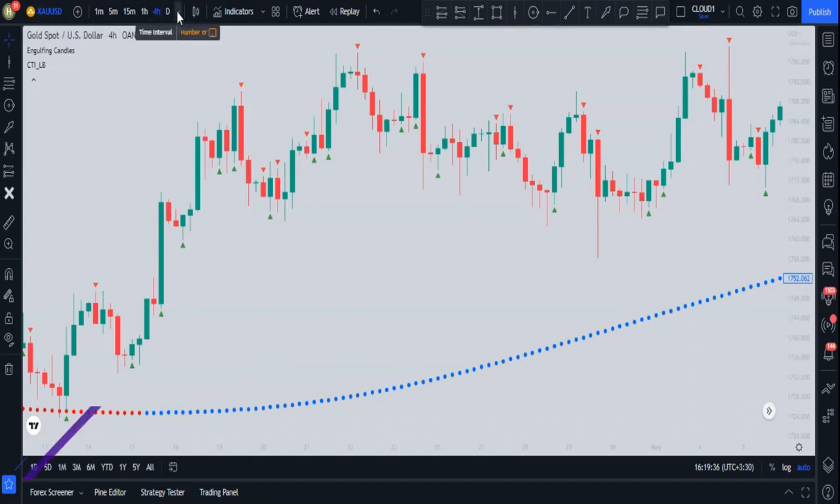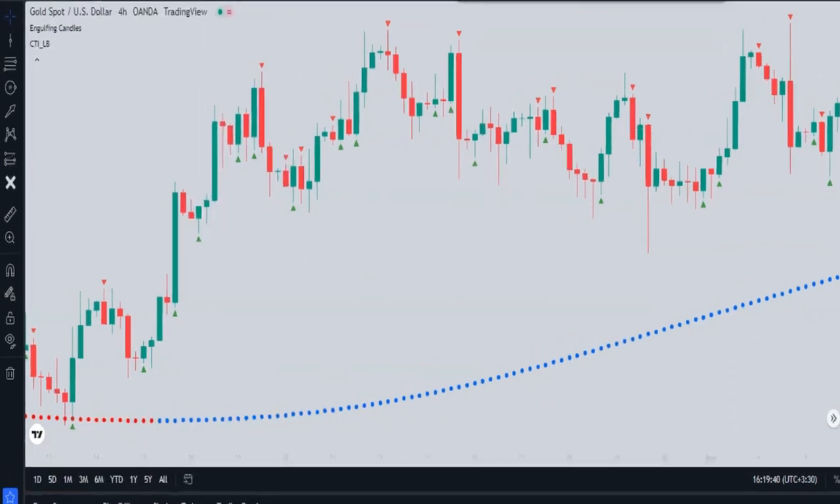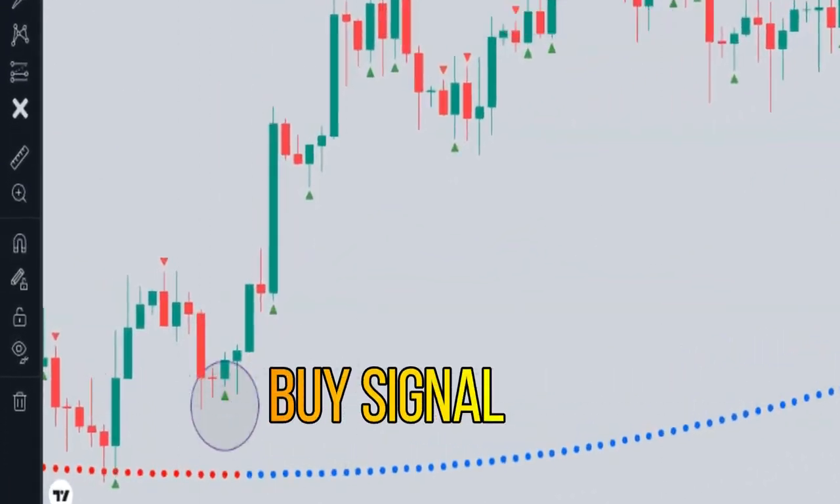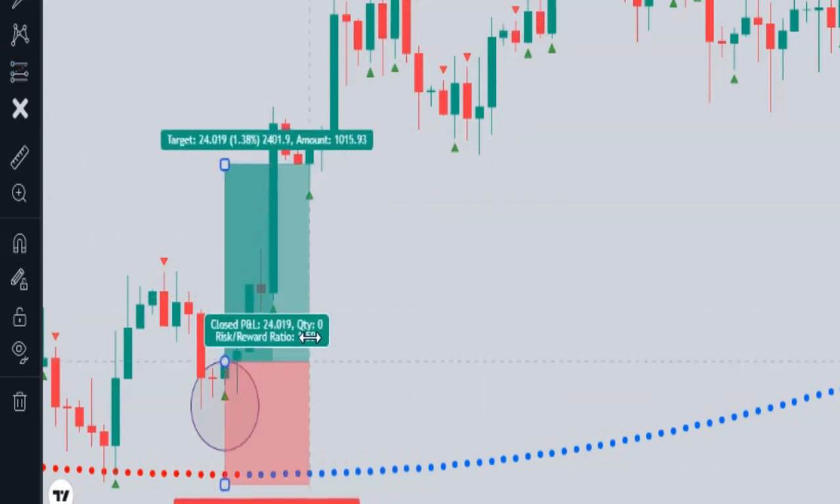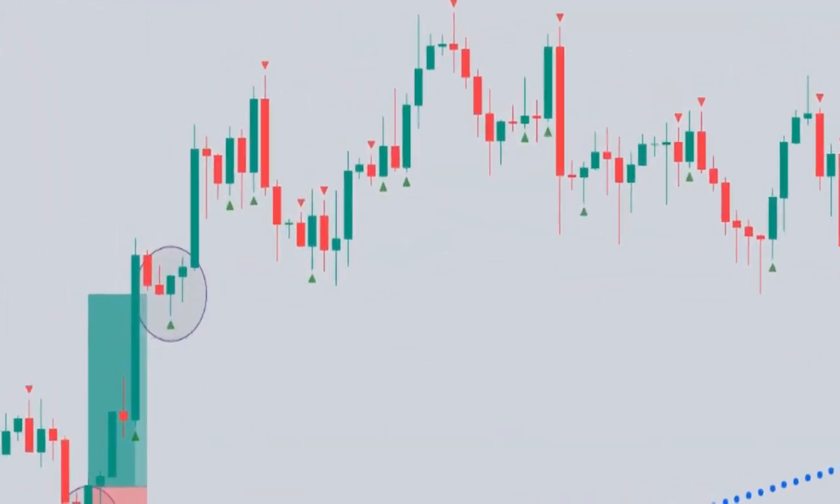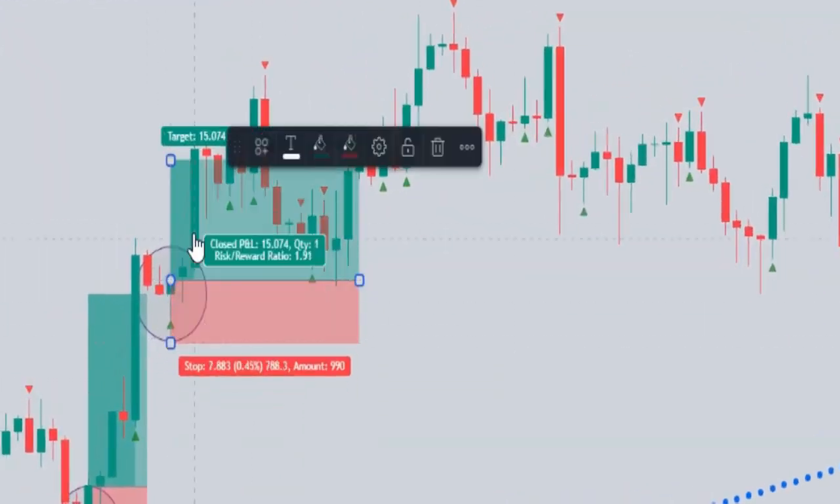Now let's check it out on gold 4 hour time frame, because there is a green triangle below the candlestick and the CTI indicator is below the candles. So this buy signal is also valid. Check out the next signal. The next signal also meets the conditions, so this one is also valid.